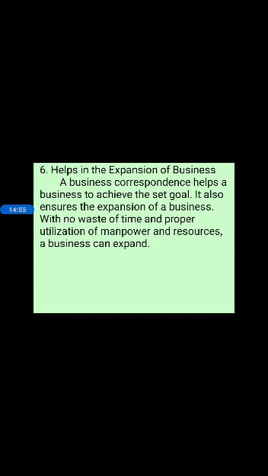So, business correspondence helps a business to achieve the set goal. It also ensures the expansion of business with no waste of time and proper utilization of manpower and resources. So, these all are the importance and functions and advantages of business correspondence.